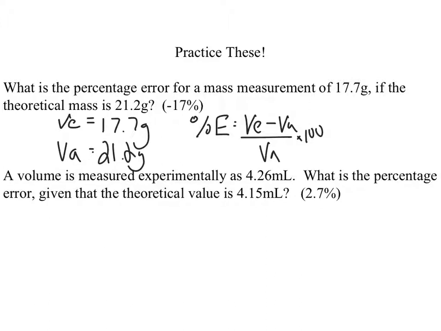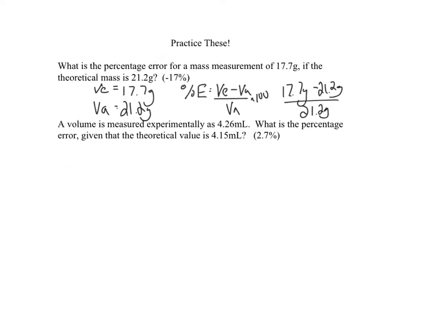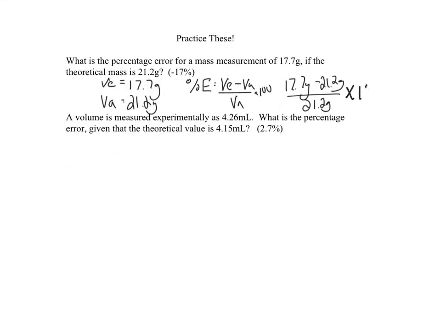So that would be 17.7 grams minus 21.2 grams divided by 21.2 grams, and that whole thing times 100, and then I should get my answer of negative 17%. And yes, the percent symbol is a big deal because we need to know what our unit for that number is. Because all of these units, like the grams right here and the grams right here, when you subtract those, you're left with grams, but then when you divide by grams, it becomes unitless. So this just naturally turns into a percent.